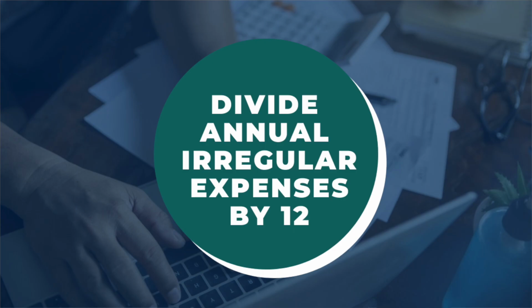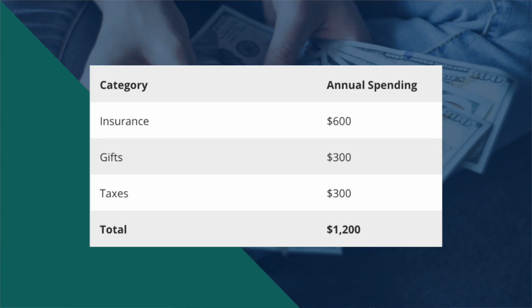Step 2 is to divide your annual irregular expenses by 12. So in the first step, you calculated each irregular expense separately and how much it would cost you over the course of the year. Now I want you to add up all of them and divide it by 12. Here's an example of how that would look. In this example, you see there are 3 categories of irregular expenses: insurance, gifts, and taxes. The total for the year, $1,200. Again, in this example, the total for irregular expenses is $1,200 a year. Divide that by 12, you get $100 a month. And I'll explain why that number is important coming up right now in step 3.